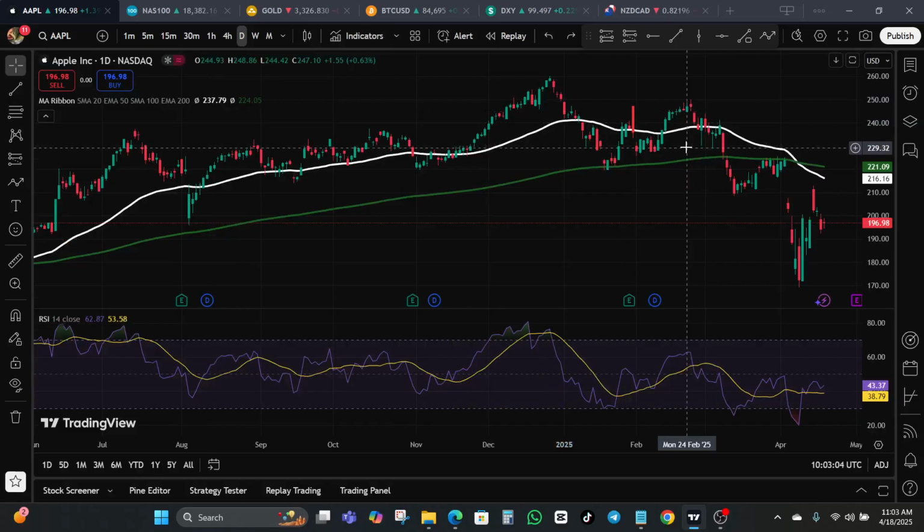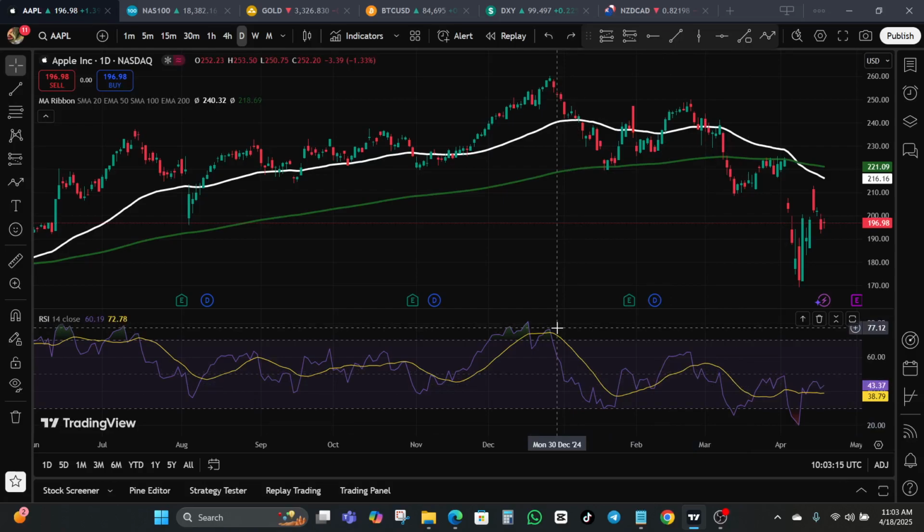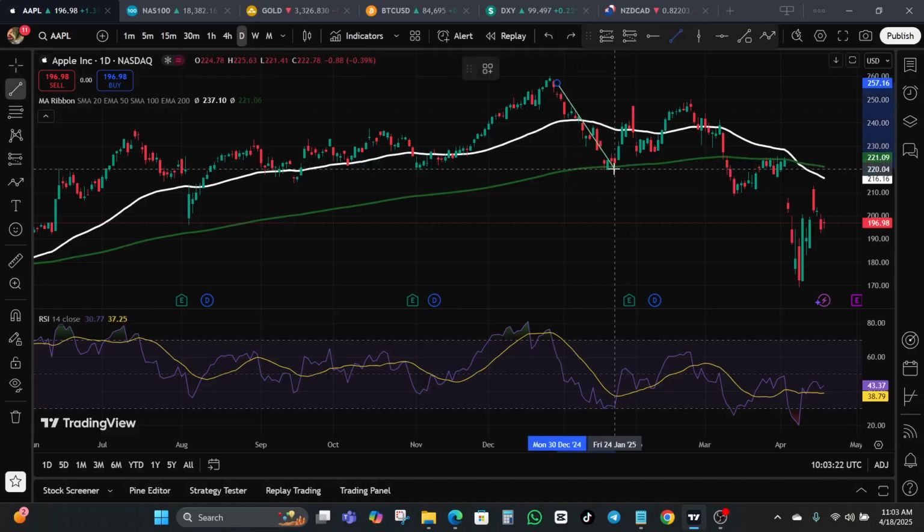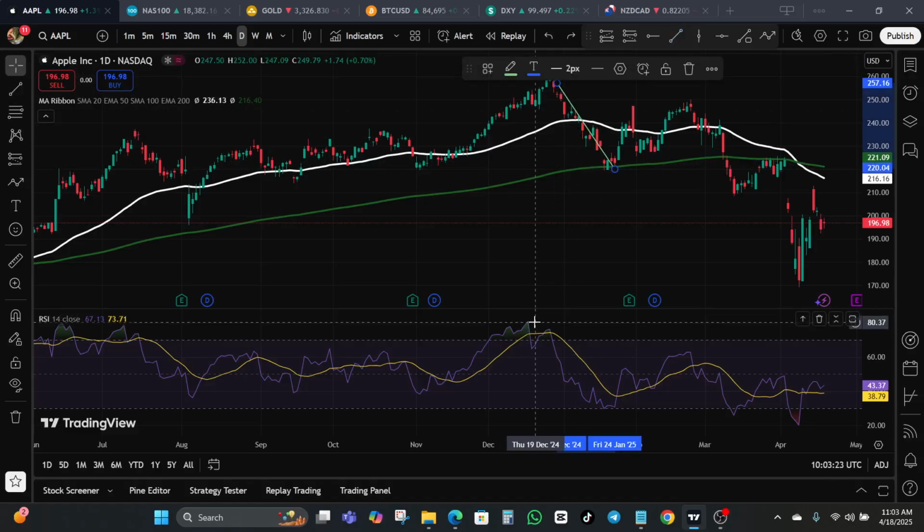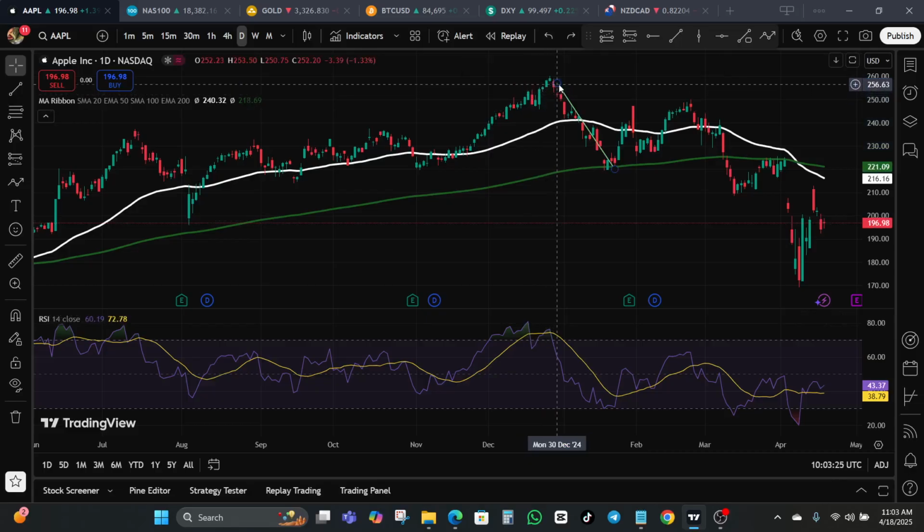This is another popular indicator. This indicator tells you if a stock is overbought or oversold. For example, if the RSI is above 70, the stock might be overbought and due for a pullback, just like what we saw happen here, right? The RSI was in overbought, and at that time, the stock had to pull back because of the overbought territory.